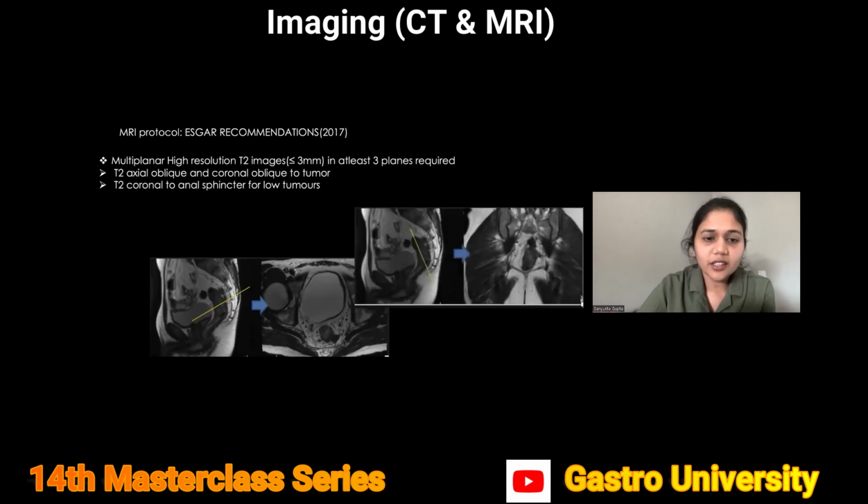If we do not tell the technician where the tumor is, he will acquire normal axial scans, and this will not suffice to what we exactly need. Similarly, we need a coronal oblique perpendicular. Similarly, for the low tumors, to delineate the sphincter anatomy exactly, we need orthogonal planes.